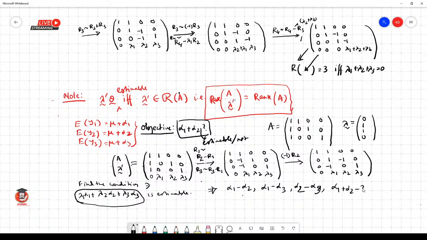Because you see that in every case lambda 1 plus lambda 2 plus lambda 3 equals 0. So lambda 1 alpha 1 plus lambda 2 alpha 2 plus lambda 3 alpha 3 is estimable for this model if and only if lambda 1 plus lambda 2 plus lambda 3 equals 0. Okay, so this is the procedure.